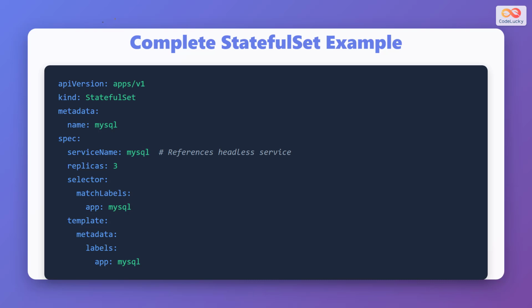Here's how you configure a StatefulSet to work with a headless service. In the StatefulSet specification, the service name field references the name of your headless service. In this example, we're creating a MySQL StatefulSet with 3 replicas. The service name field is set to MySQL, which must match the name of your headless service. You also define selectors and labels to ensure the StatefulSet pods are associated with the headless service correctly.